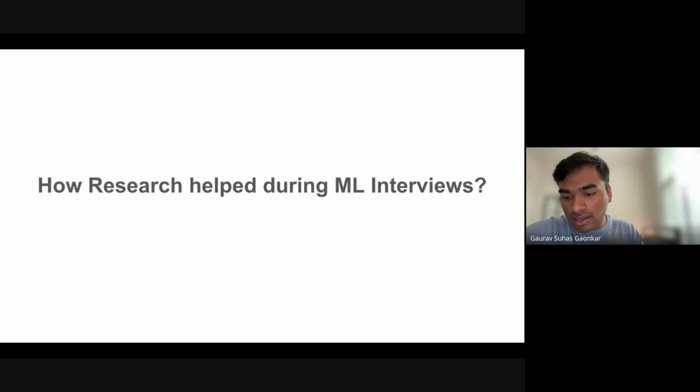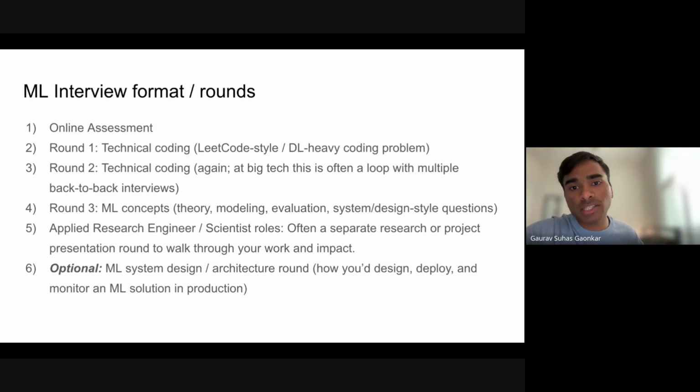Before moving towards that, let's do a brief overview of the common formats of ML interviews from my experience interviewing at big tech as well as startups. The first round is the online assessment. This will be a take-home assessment where you'll be asked LeetCode-style questions. The number of problems may range from 2 to 4, that's what I've seen so far.